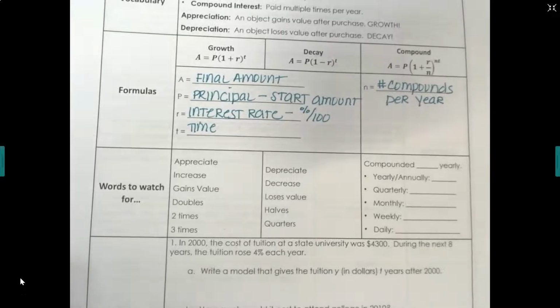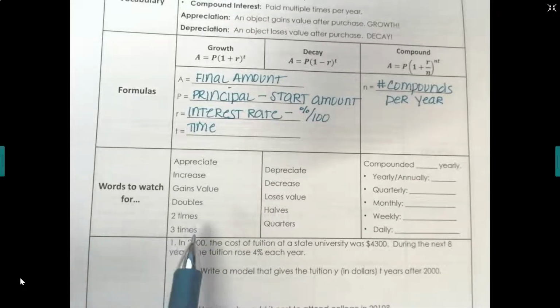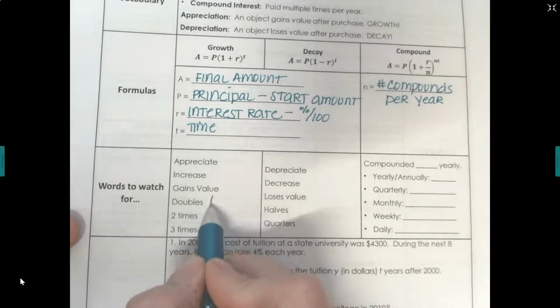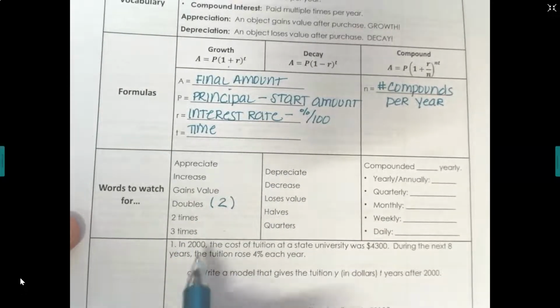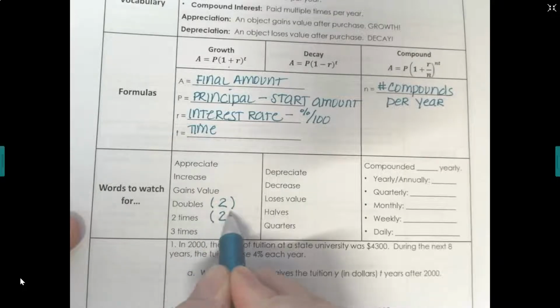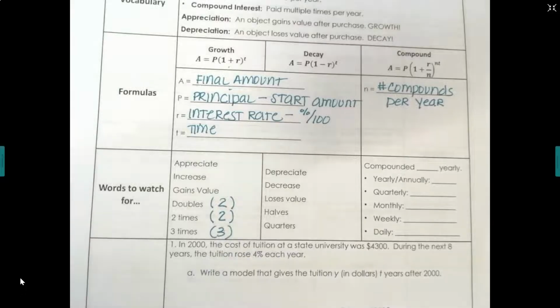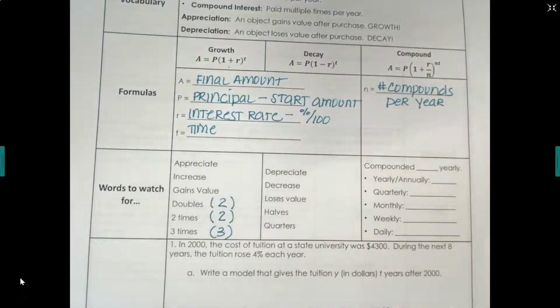Okay. Keywords to help you understand what you're reading, whether it's growth, decay, or compound. So appreciate, increase, gains value, all of those are growth words. They're saying things are increasing as you go from left to right. Other words that they also have in here: doubles. That means inside the parentheses, right up here where it says 1 plus R, you would put a 2. 2 times, same thing. Where it says 1 plus R, you'll just write 2. It's already done the math for you. 3 times, and so forth. If they're telling you it's multiplying by this number, you just go ahead and input the number. You don't have to say 1 plus the number. It's already calculated out for you.